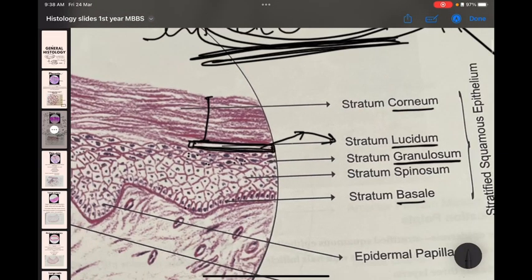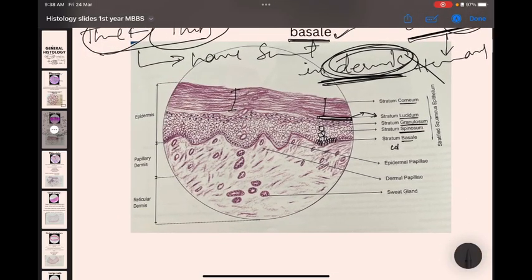It is the base, occupying the base layer of the epidermis. It is columnar in shape. And then spinosum is the fourth layer. Spinosum is polyhedral in shape. Draw it however you like. Okay, done. We have done the epidermis now. So this much is your epidermis.